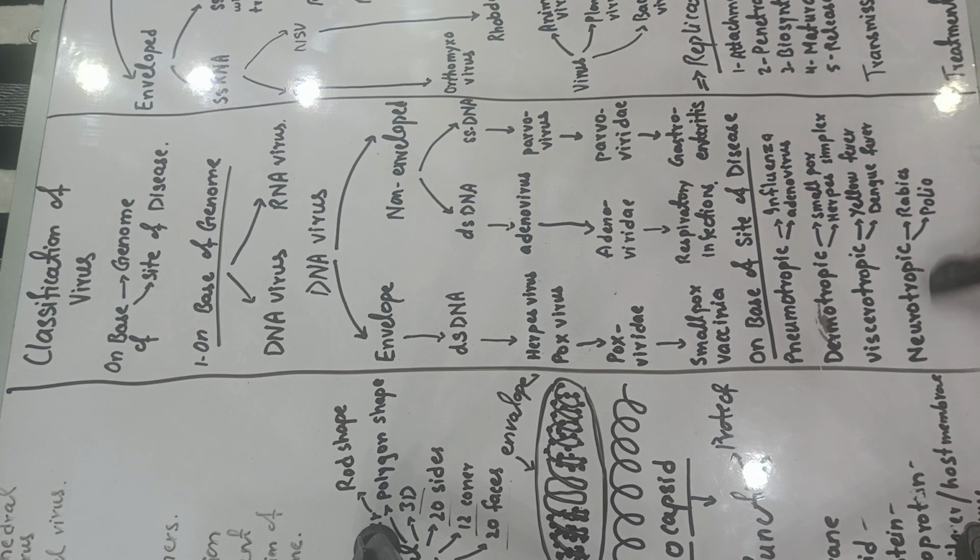Next is the neurotropic. They cause some kind of neurological disease. So there is the herpes virus. This herpes virus is released from an animal, and there is the polio virus. So these are the examples of them.